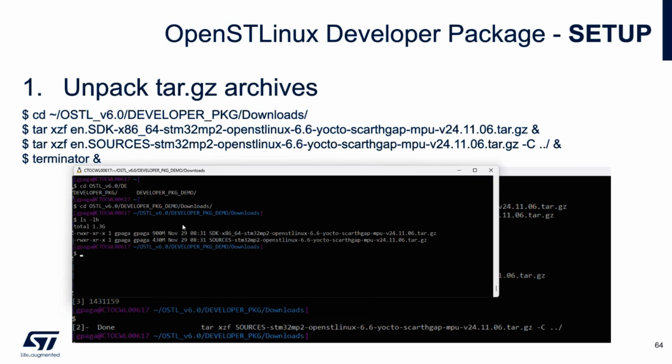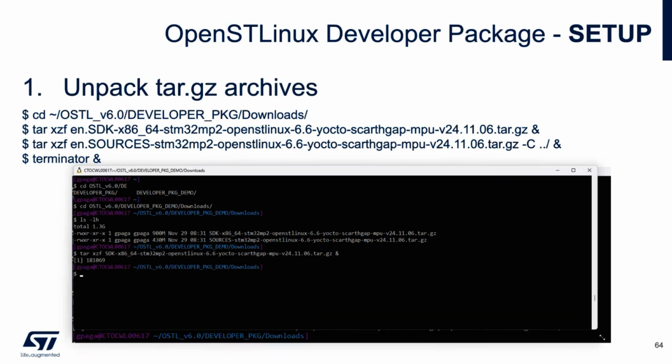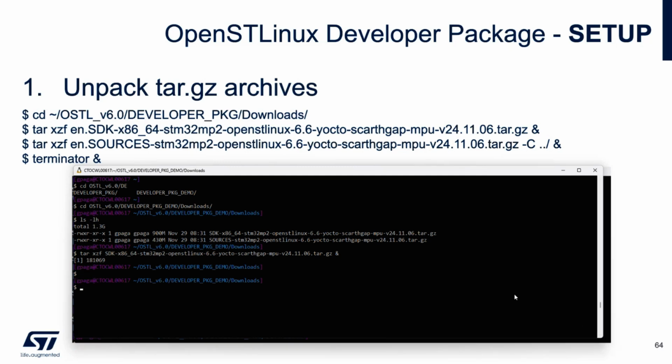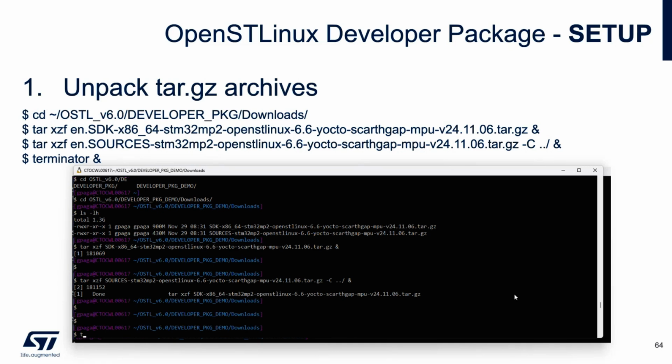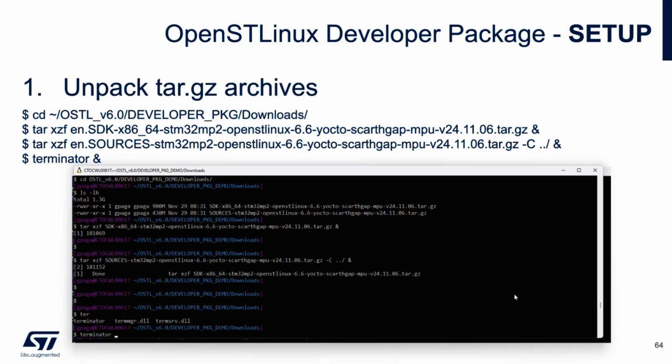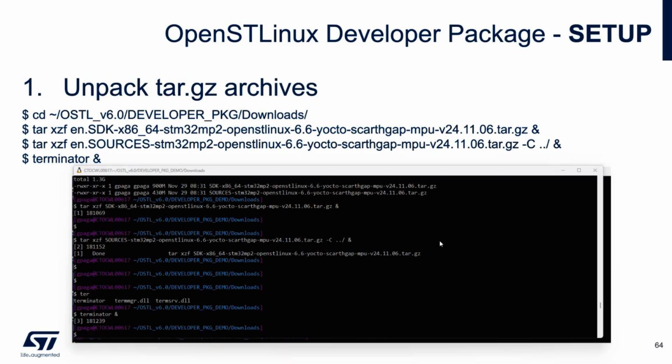Okay, in my folder you can find the SDK and the sources. So I want to unpack the first package. In this way I can unpack the cross compiler. Second operation, I will unpack the source code. Okay, and I want to launch my Terminator shell. Okay, done.